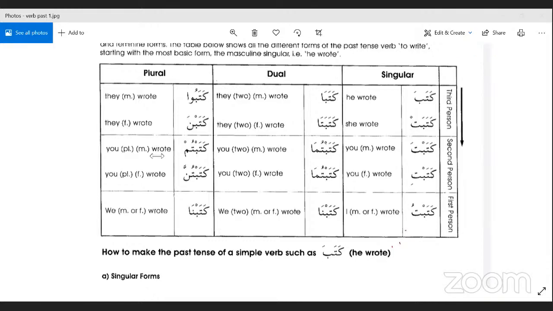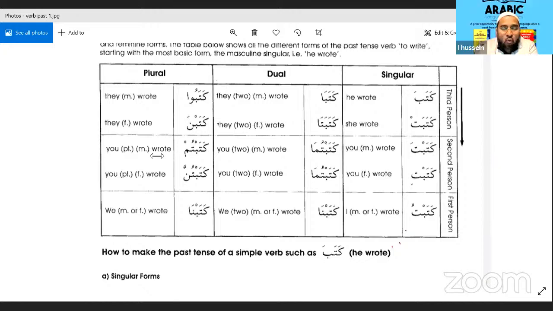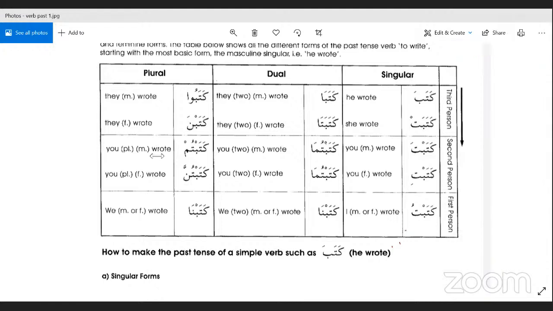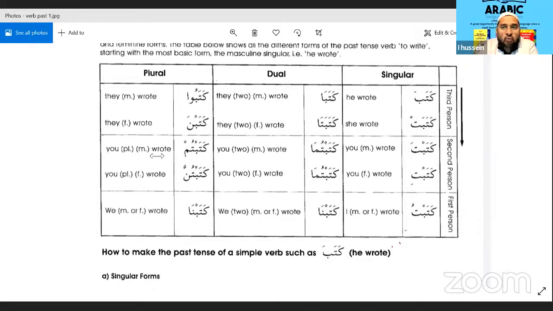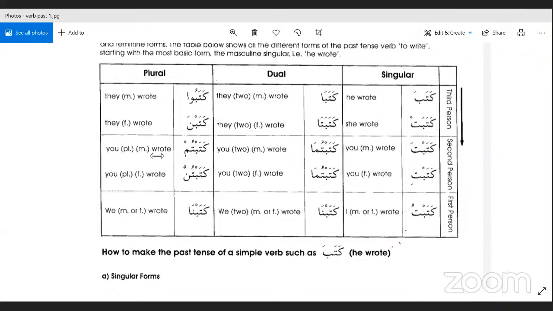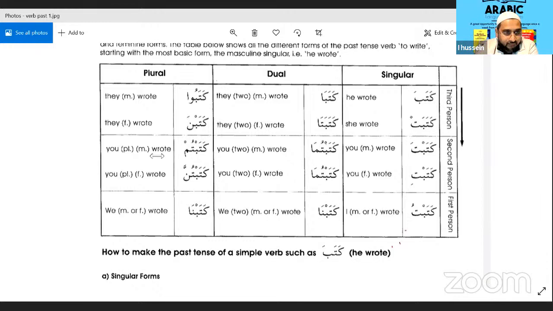Zahabna. Excellent. They all boys went. Zahabu. He went. Zahaba. They two females went. Zahabata. Excellent. And you two boys went? Zahaba. Excellent. Is this clear? Yes. Excellent. Sister Samira Dioji.